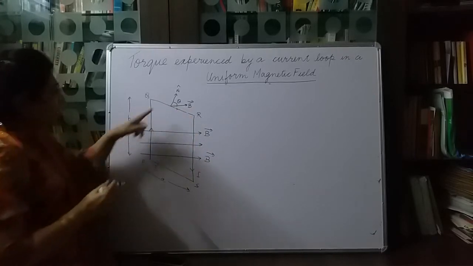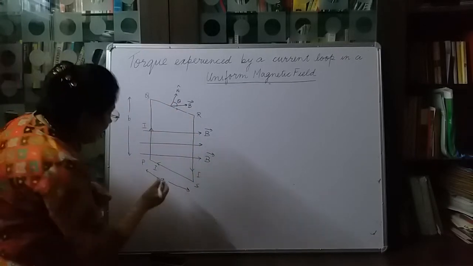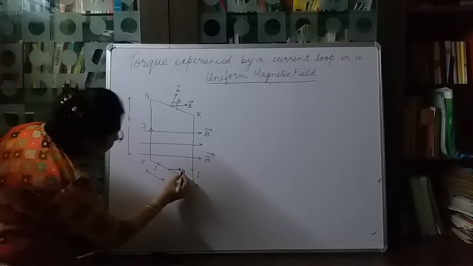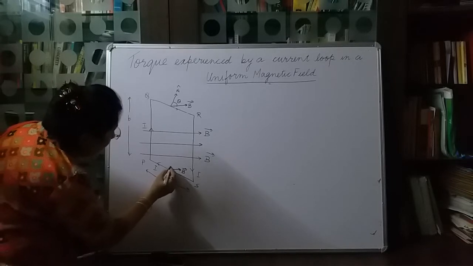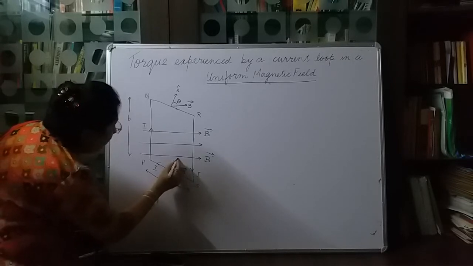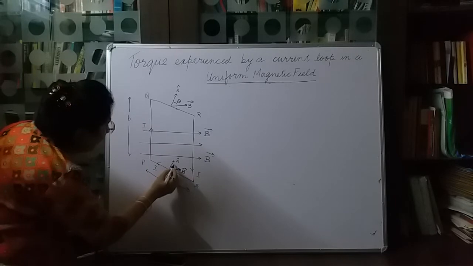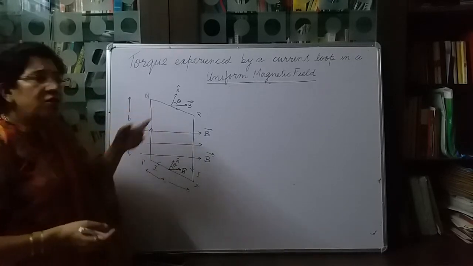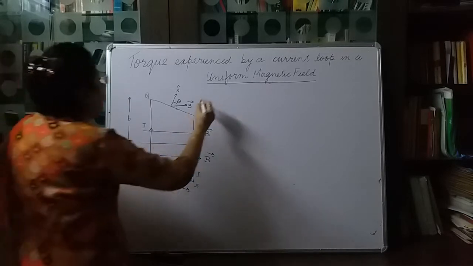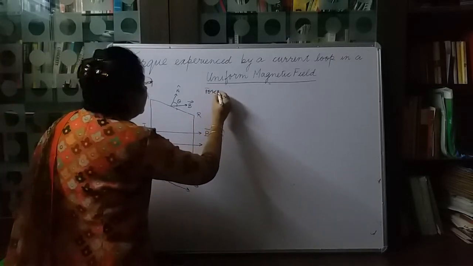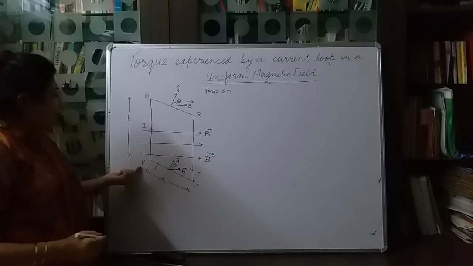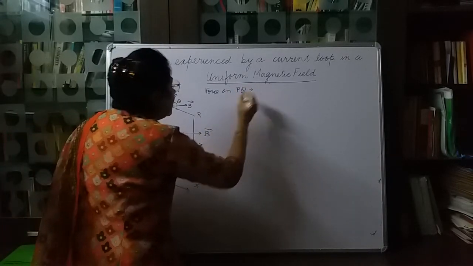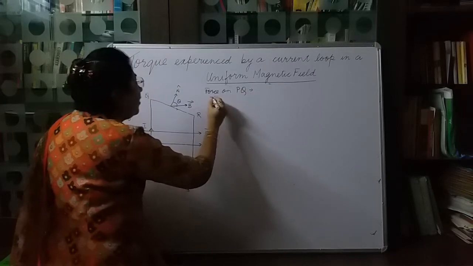So at this point theta can be represented like this. If I take here B and normal to the plane of the coil, then theta is here. We will find the force on each of the wires one by one. The force on the side PQ, let us find, let it be F1.